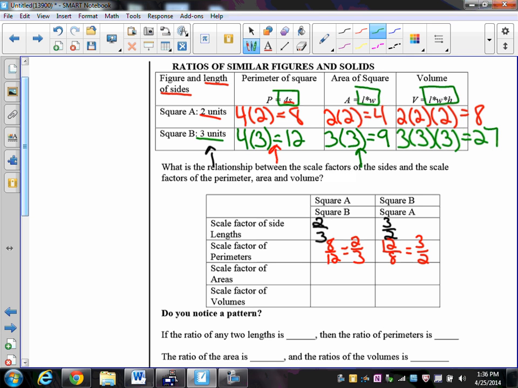For the areas, we're going to have 4 over 9, or 9 over 4. Those will not simplify. And lastly, for the volumes, we're going to have 8 over 27 and 27 over 8.